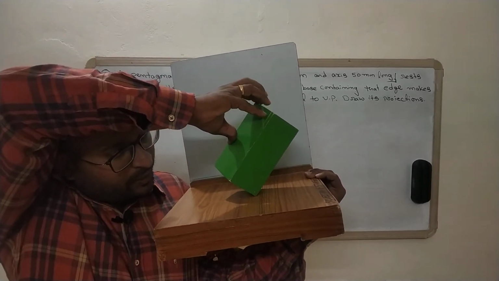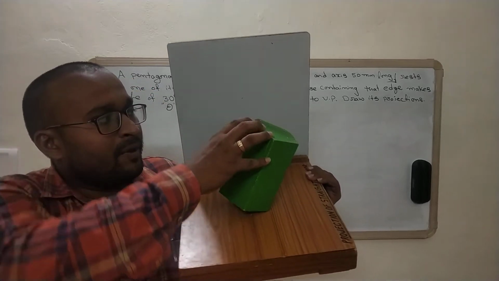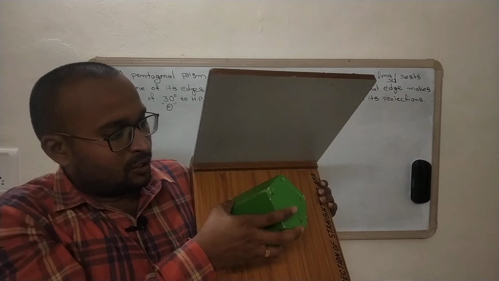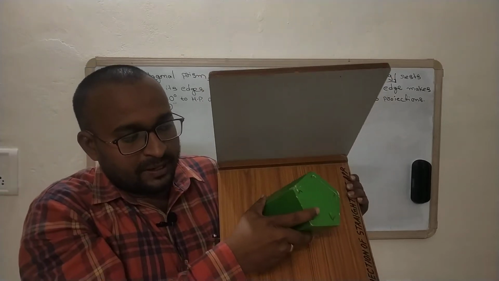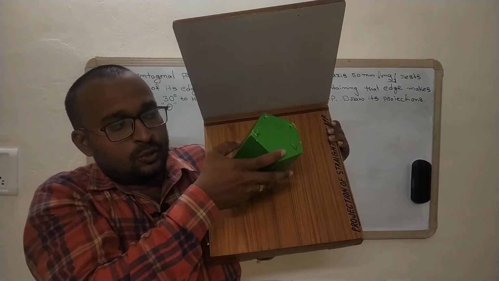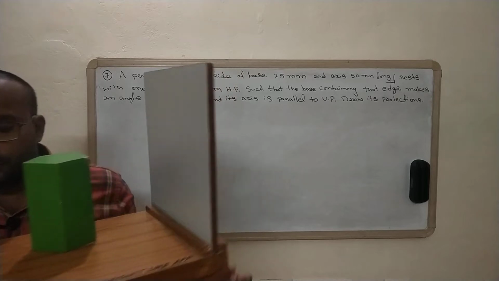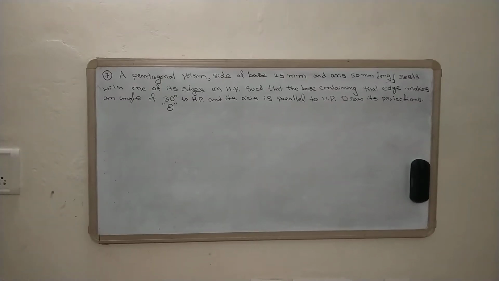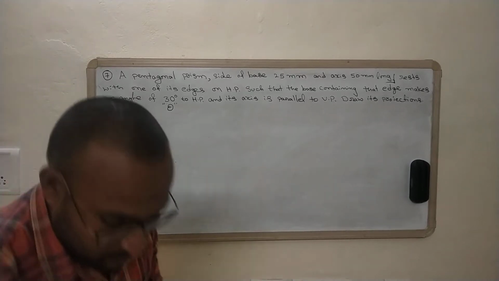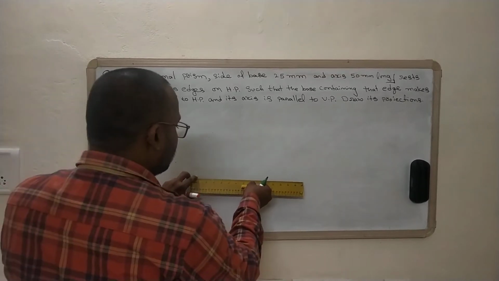Now when we see from the front view, two portions will be visible, and when we see from the top view, the pentagonal shape will be visible, and these two edges are going to be visible. So now we will see how to project that particular pentagonal prism onto the vertical plane and the horizontal plane. We will start with the XY line as usual.